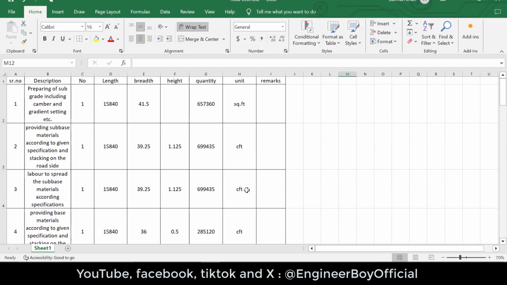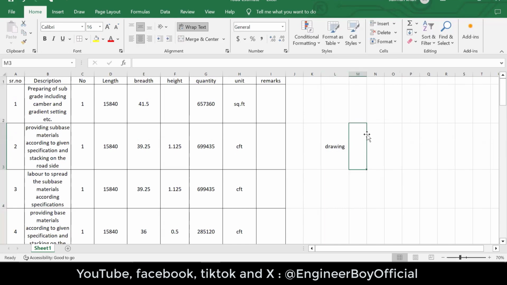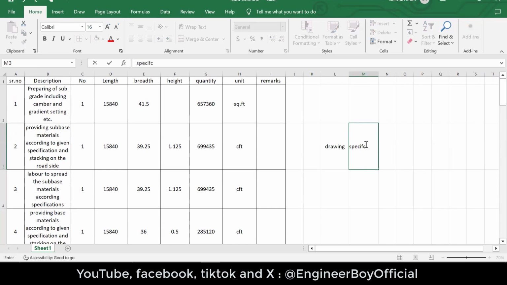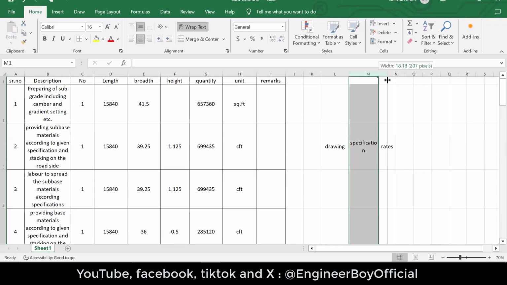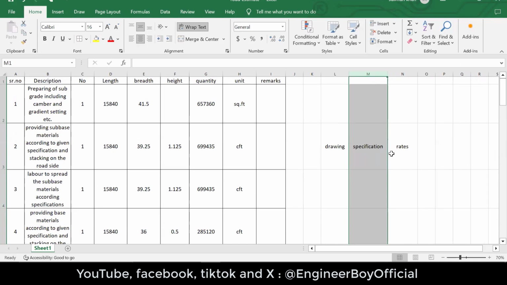If you are a little bit familiar with those 3 things, as I have just discussed at the start of the session, or maybe the course: the drawing, the specifications, and then actually the rates. These 3 things are very important. When you are familiar with these things, then quantity survey is very easy.